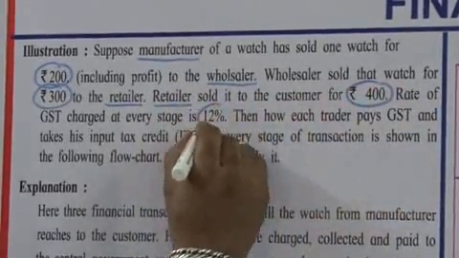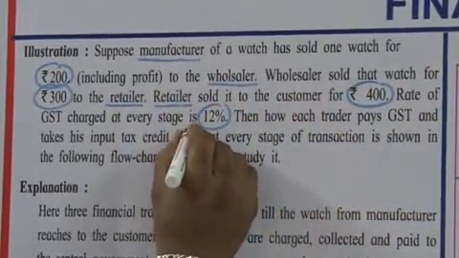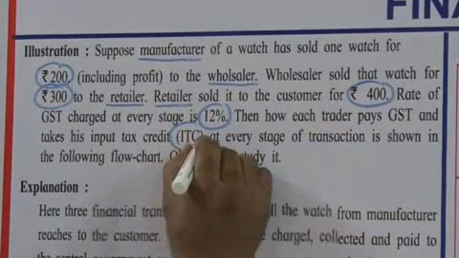The rate of GST is very important. ITC means input tax credit, which we have to find out at each transaction. Now what is the manufacturer, what is the wholesaler, what is the retailer, what is the customer? These are the very important words. This is the first word, this is the second word, this is the third word and this is the fourth word. This is the chain of GST. This is the chain of transaction.